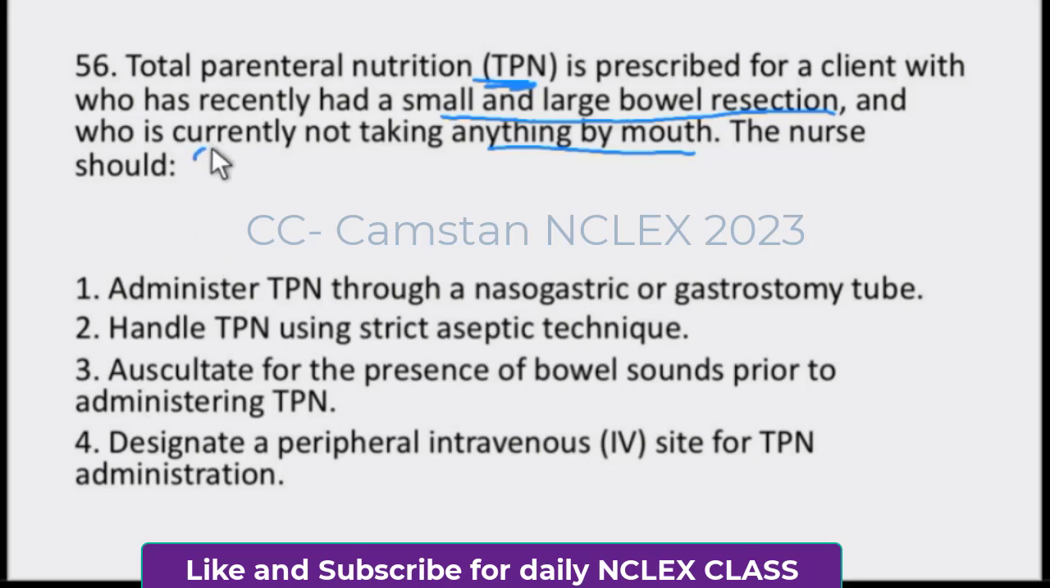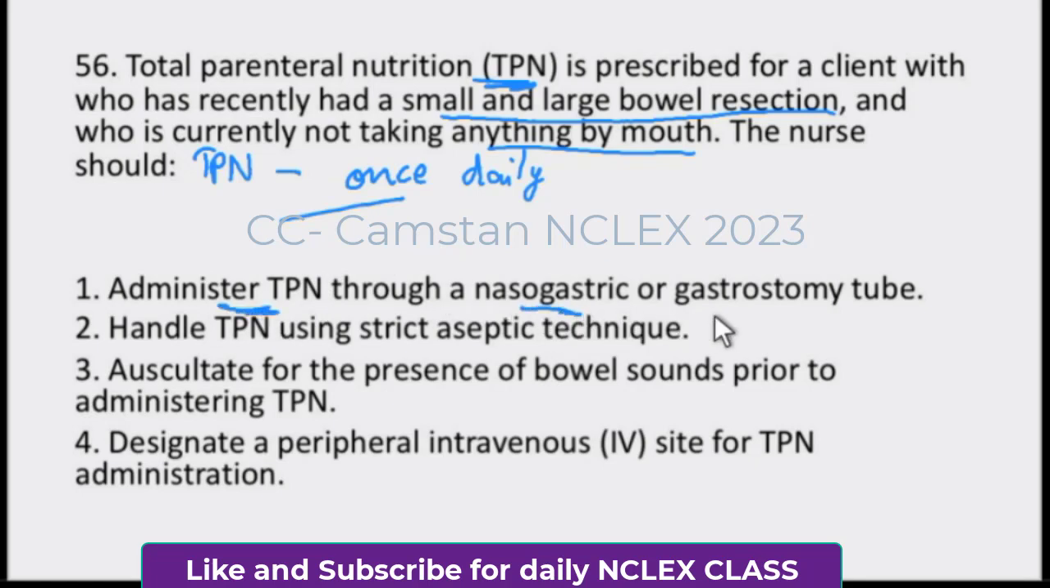What is TPN? TPN is a hypertonic, high calorie, high protein intravenous fluid that should be provided for clients who do not have functional gastrointestinal tract motility, in order to meet the metabolic needs of the client and to support optimal nutrition and healing, right? And it is prescribed once daily based on the client's current electrolyte and fluid balance, right? So this is TPN. Now let's read through the options.